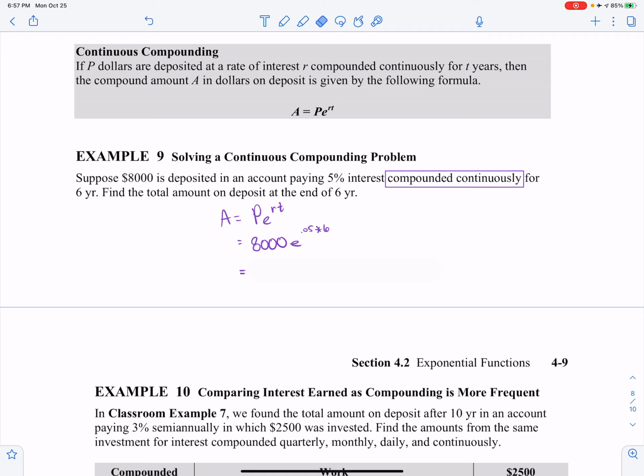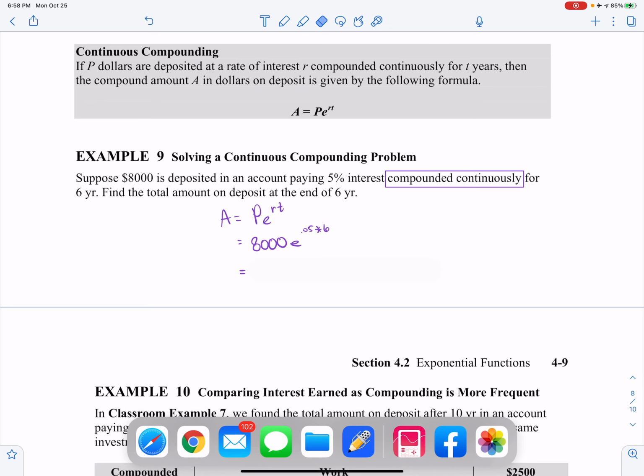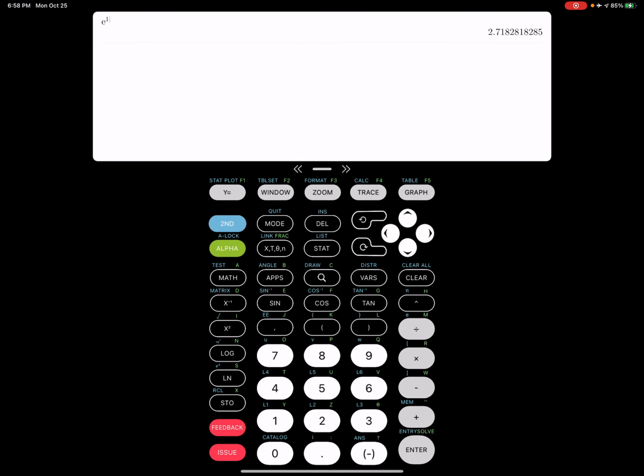So use your calculator then, and you're going to use that E button. You're going to raise that E button to the 0.05 times 6 power. I'll do this first one for you. I'm not going to always show you this, but so we have $8,000.